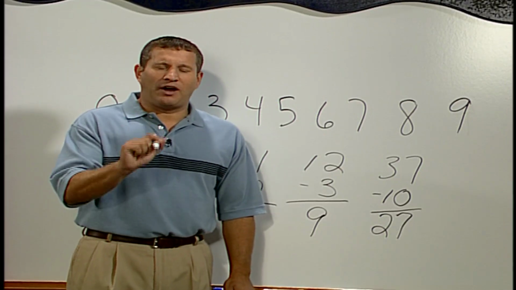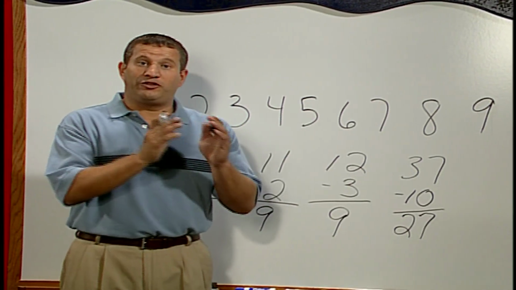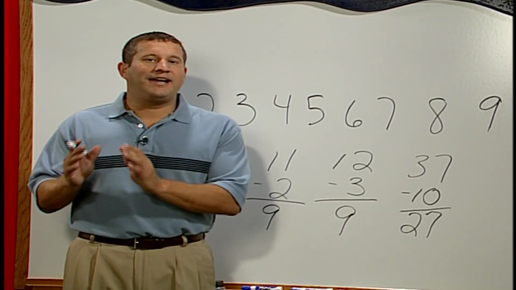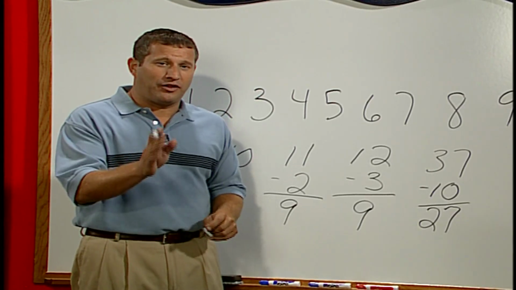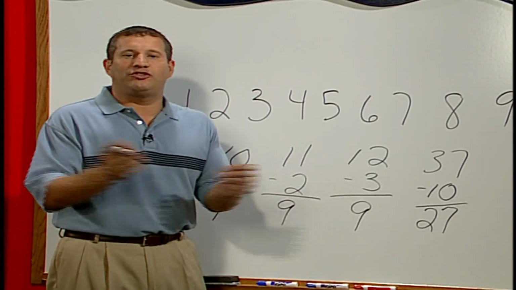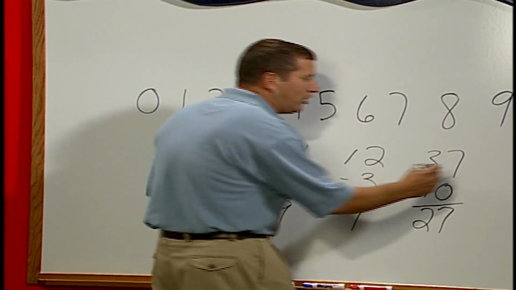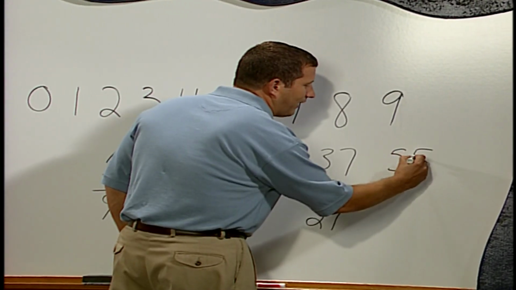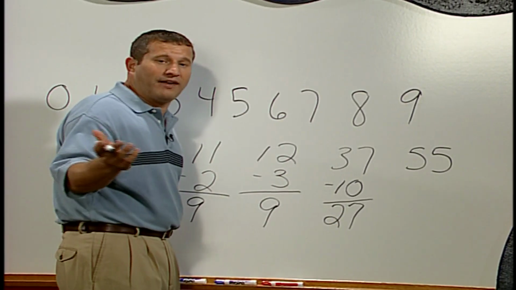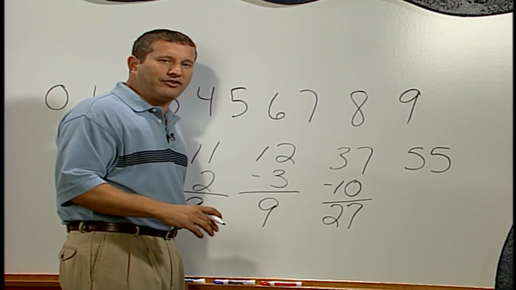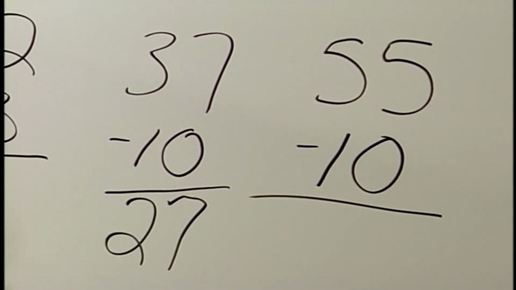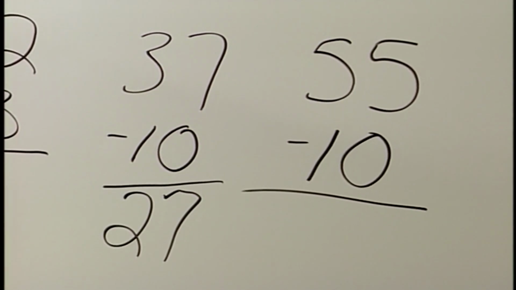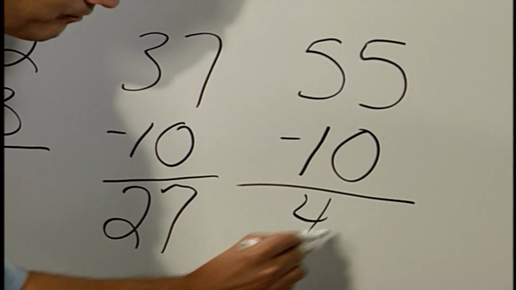If you have any trouble with your addition tables from 0 plus 0 up to 9 plus 9, just use this simple technique and you'll never get another problem wrong. What if I asked you 5 plus 5? Just use the number 55 to check 5 plus 5. What do you think 5 plus 5 is? Obviously, we think it's 10, so we do this little subtraction. What's 55 minus 10? You'll get 45.